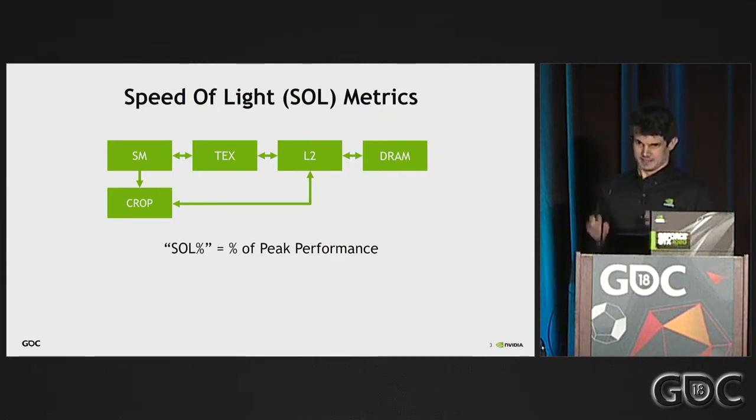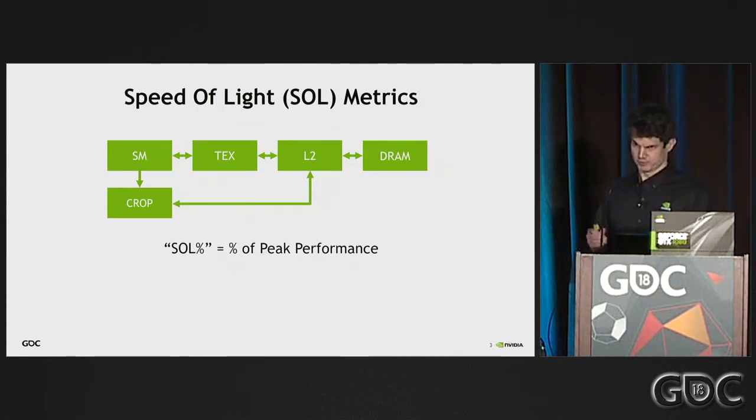We like to measure what we call the speed of light of each of the key GPU units to understand how close the units are relative to their peak performance. And we have a term for that, that's the speed of light, or SOL. And we have a metric name, that's the SOL percentage. That's the percentage of peak performance that a unit is achieving. Or if a unit has multiple subunits, that's the maximum percentage of peak performance across all of its subunits.